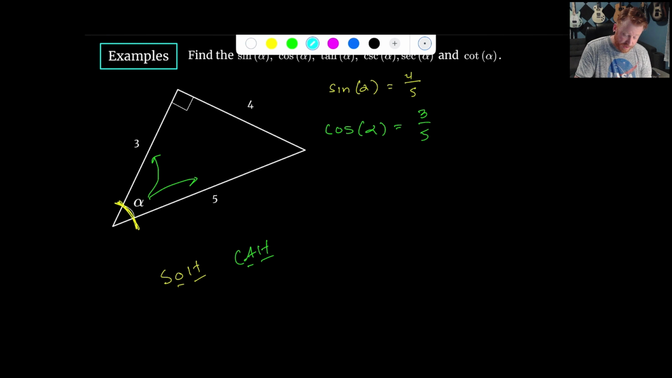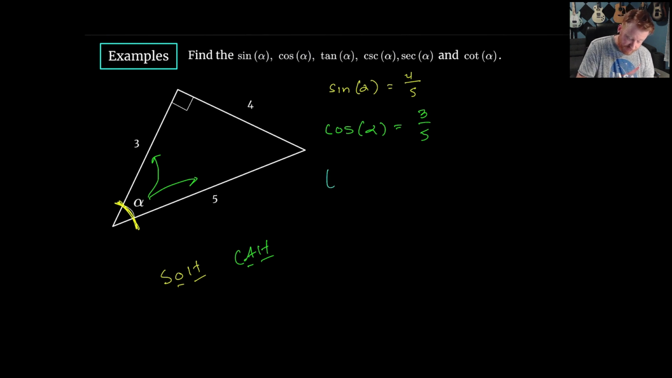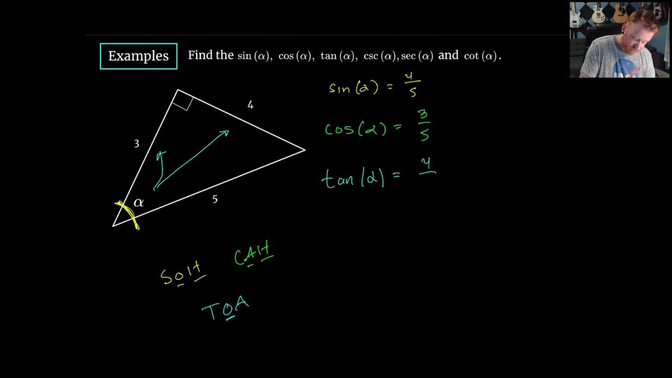Next we will find the tangent of this angle alpha. And that is going to be, that's the TOA. Whoops, I'm starting to write a tau. TOA. So that's going to be the opposite side, which is 4, over the adjacent side, which is 3. So we've got the main 3 here: the sine, the cosine, and the tangent.